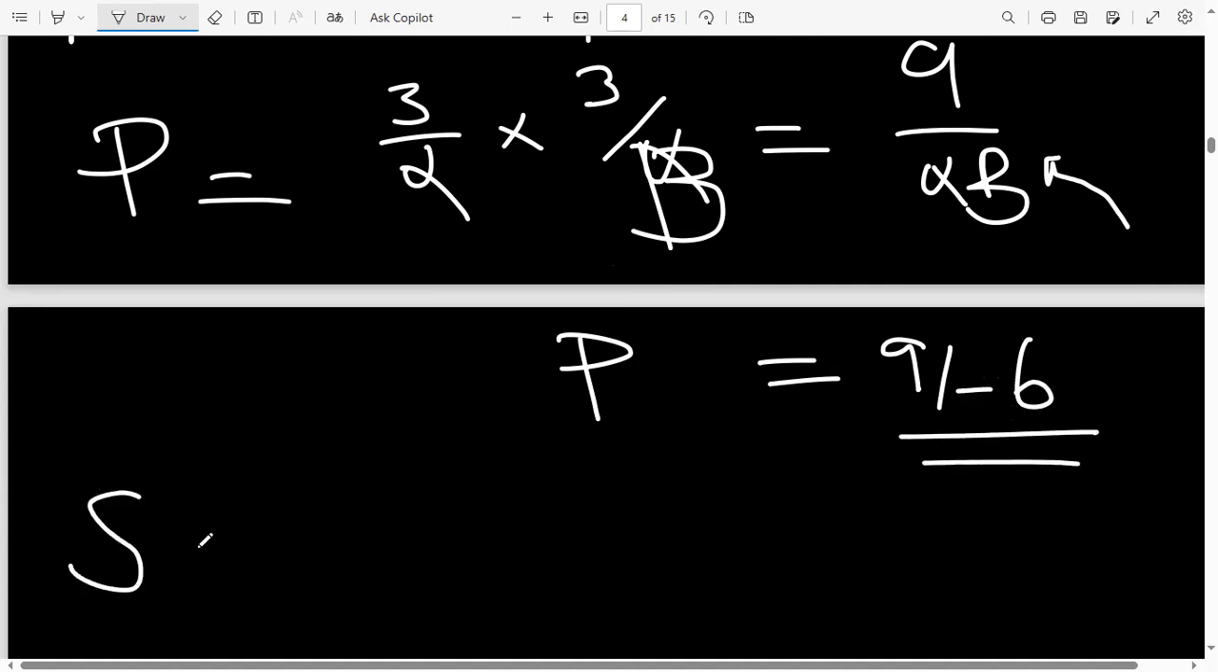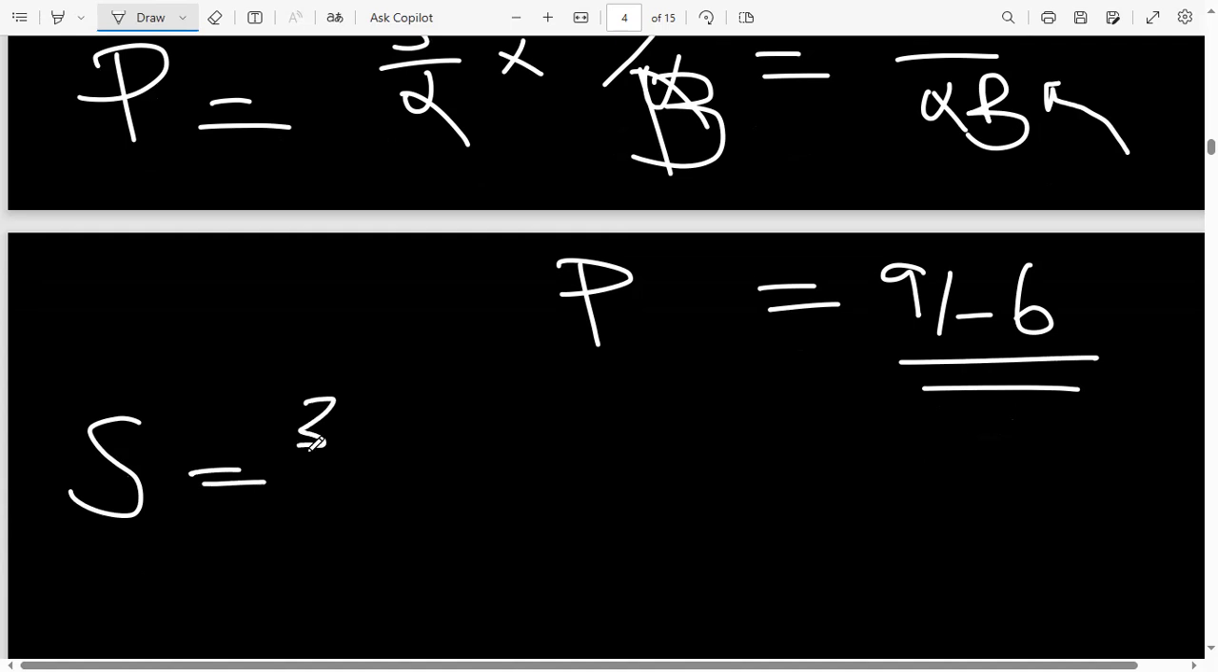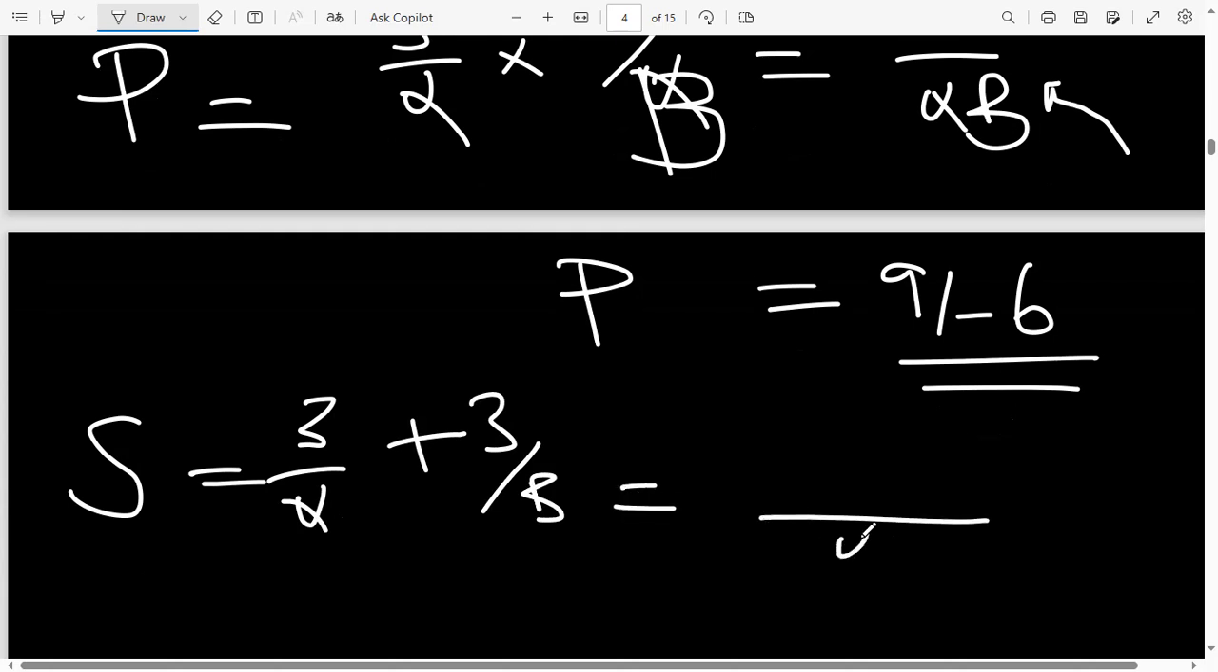Then from there we find the sum. So the sum means we have 3 over alpha plus 3 over beta. If we add this, the common denominator will be alpha beta. Alpha into alpha beta gives us beta, and beta multiplied by 3 is 3 beta. Then beta into alpha beta gives alpha, and alpha multiplied by 3 is 3 alpha.